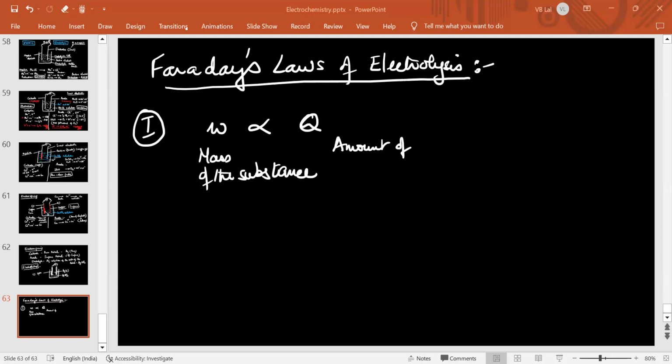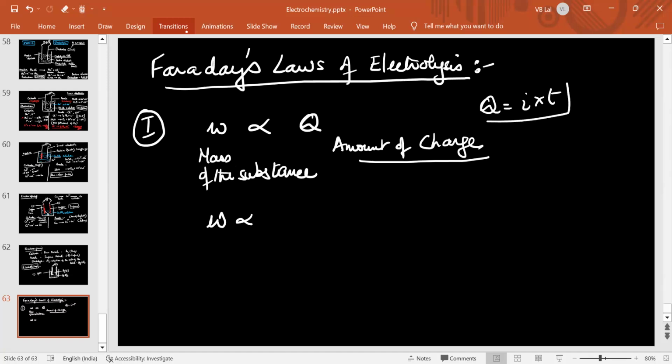So Q is the amount of charge that is passed through the electrolyte. So the mass of substance deposited at the electrode is proportional to the amount of charge that is passed through the electrolyte. What is this amount of charge equal to? Q is equal to I into T. Do you understand this? Q is the current into time, right? So if I ampere of current is passed for T seconds, then the charge is Q. So Q is equal to I into T.